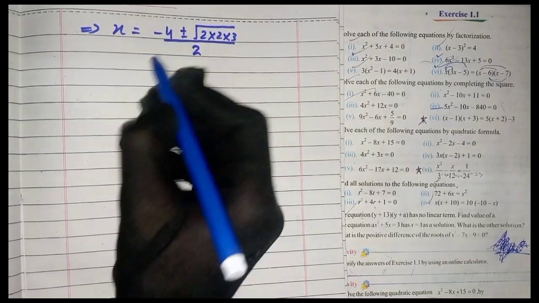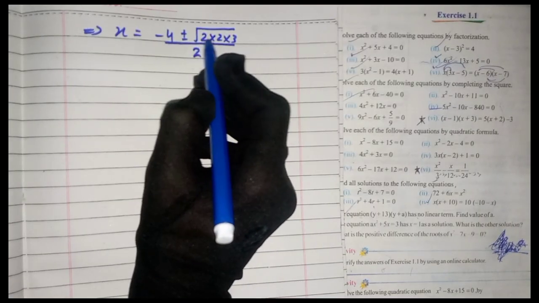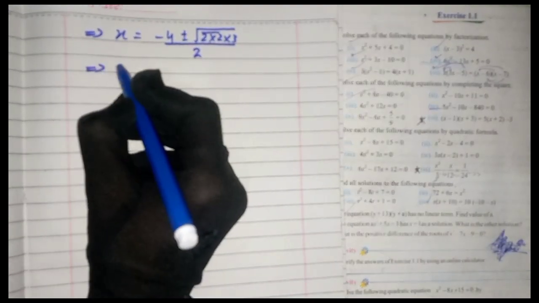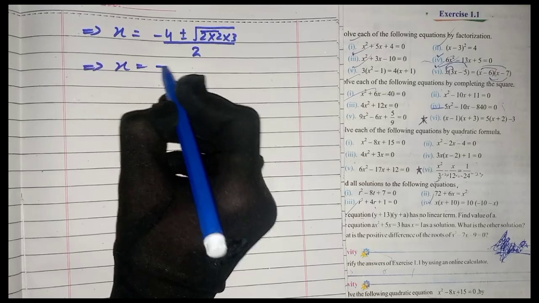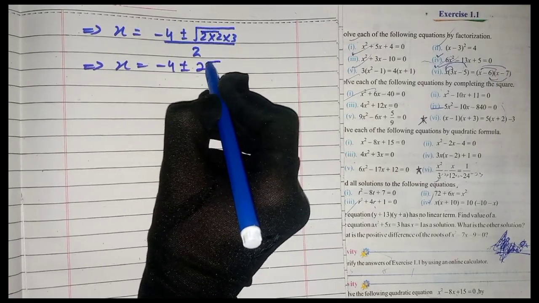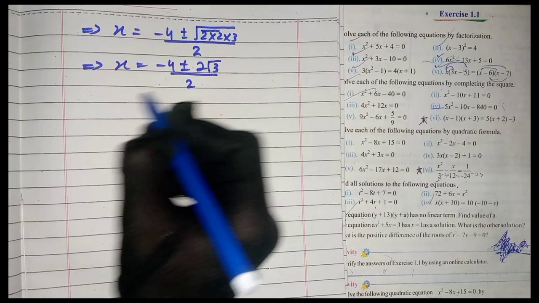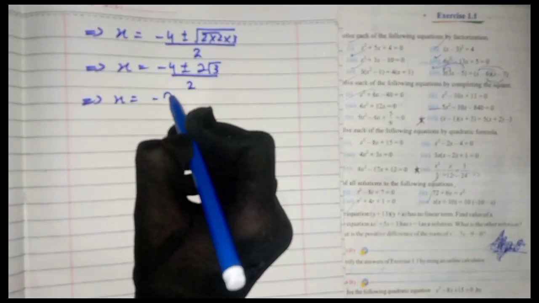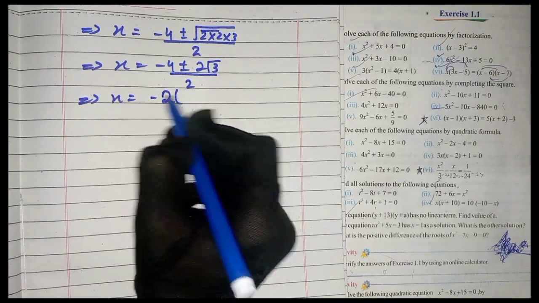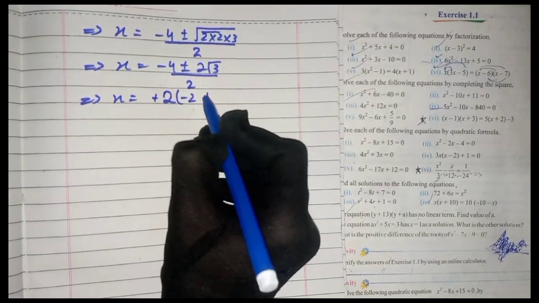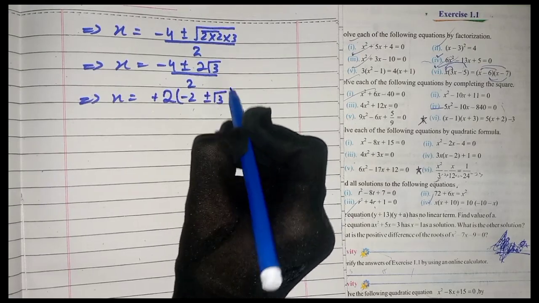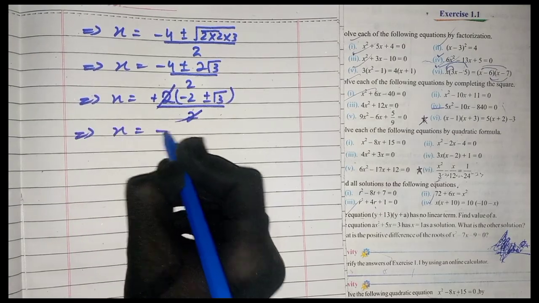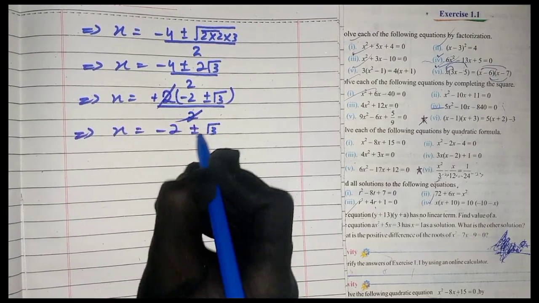x is equal to minus 4 plus minus square root of 12. 2 twos are 4, 4 threes are 12. 2 is in the form of a pair, so we take out 2 from the square root. Minus 4 plus minus 2 into square root of 3 divided by 2. We take 2 common. Minus 2 plus minus square root of 3 divided by 2. 2 cancels with 2. x is equal to minus 2 plus minus square root of 3.